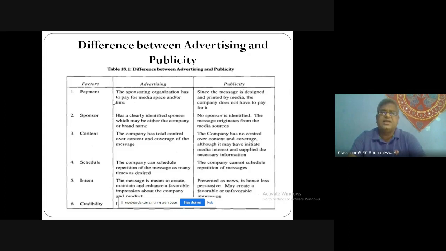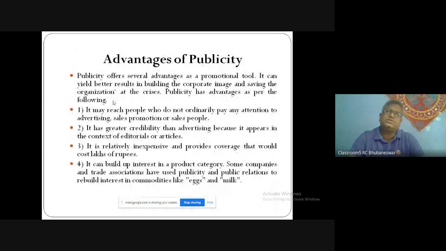In advertising, there is a clear sponsor, but in publicity, no sponsor is identified. And content is also a difference. In advertising, the company has total control over the content coverage of the message. In publicity, the company has no control over the content and message. Another one is schedule, and intent. These are some of the issues which can be undertaken as the differences between advertising and publicity.